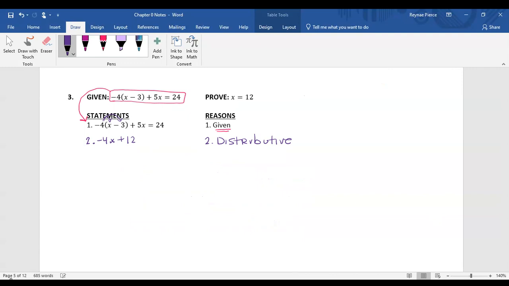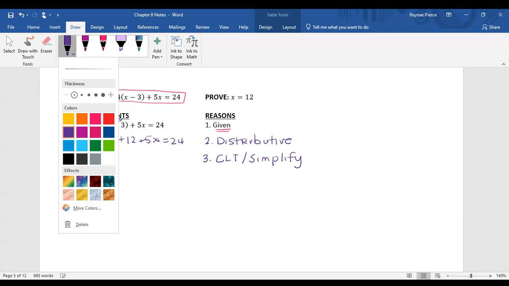Plus 12 plus 5x equals 24. Remember, the distributive property is one of those properties that only changes one side. So we didn't do anything to the right side of this equation. We only changed the left side. Next, I notice that I've got 2 terms that have x on one side. So this is an instance where I am going to combine like terms, or if you just want to write simplify, you can do that as well.